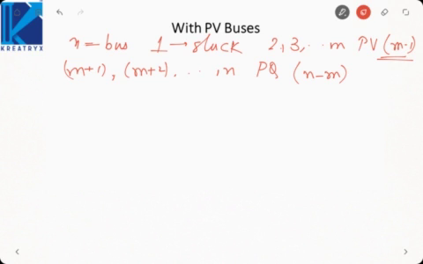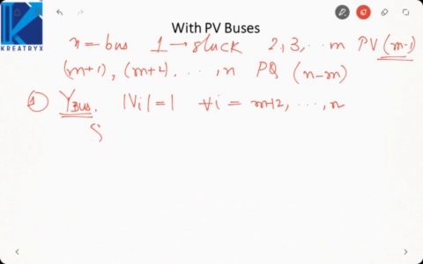Now what happens in step 1? In step 1 again we will construct the Y bus matrix, but here since for PV bus the voltage magnitude will be known, we will consider mod Vi is equal to 1 for all i, m plus 2 up to n, and that is only for PQ buses, because for PV buses mod V is known. But delta i will be taken as 0 for all i, 2 to n, because delta i is unknown for PV as well as PQ bus, so delta i will be assumed for PV as well as PQ bus.